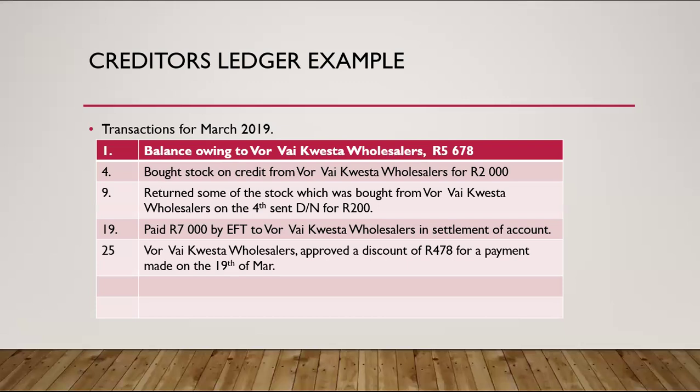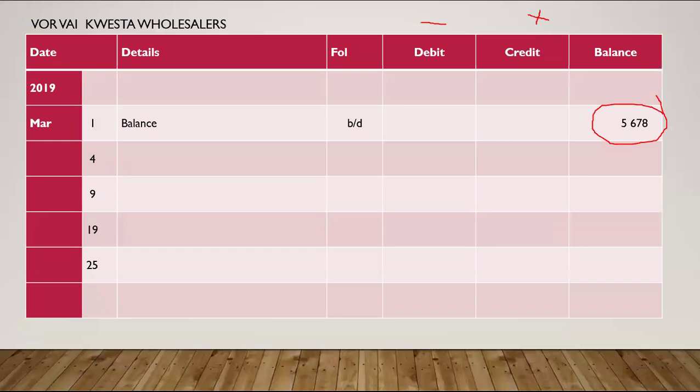The balance owing to Viquesta wholesalers. So when we prepare the creditor's ledger, it is us buying on credit. So we are buying goods on credit from Questa wholesalers or anything from Questa wholesalers. And at the beginning of the month, we are owing Questa wholesalers 5,678. On the 4th, we bought stock on credit from Questa wholesalers for 2,000. It means that we are owing more. Do you remember in the debtors ledger, it was a debtor owing us. Here it's us owing Questa wholesalers.